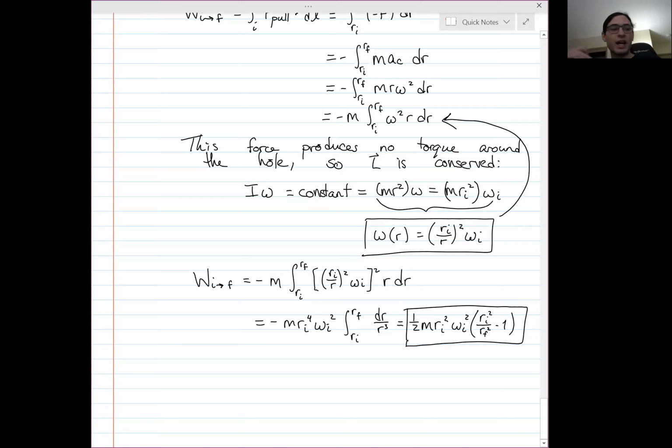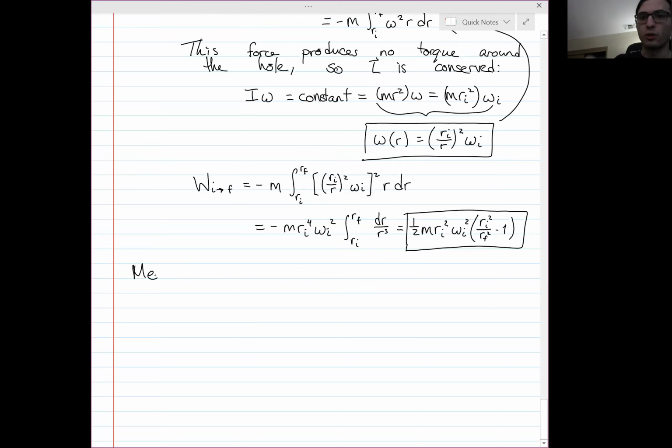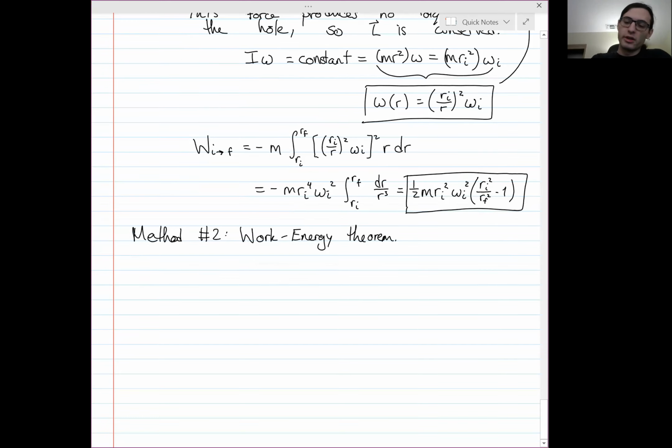Okay, now let's check using the work energy theorem that this gave us the correct result. What that will do is basically tell us all of our steps were correct. So method 2 for calculating the work just uses the work energy theorem, right? It's just find the difference in kinetic energy, and that'll give you the work done.